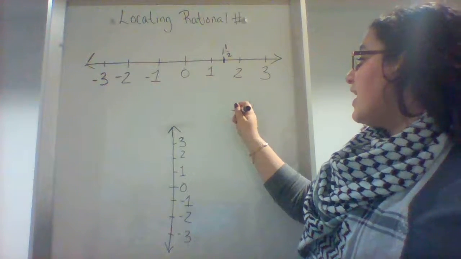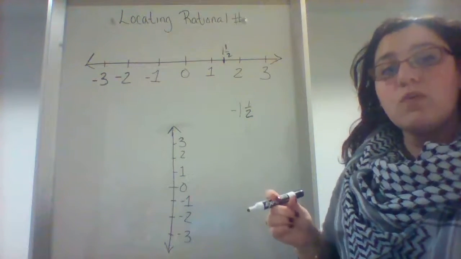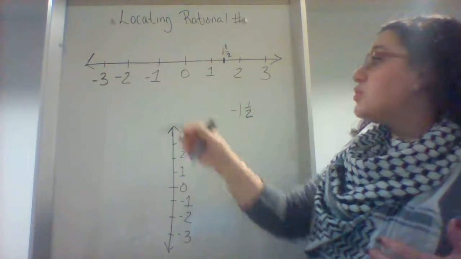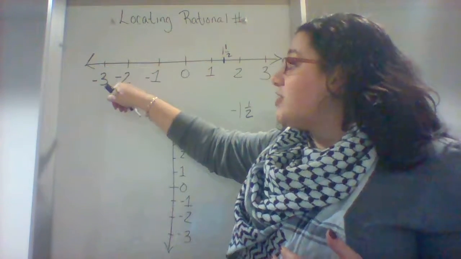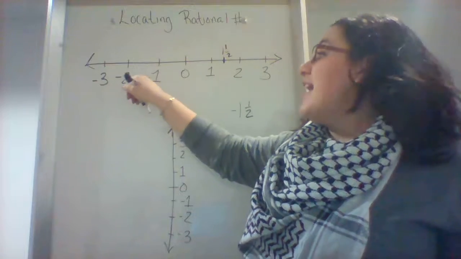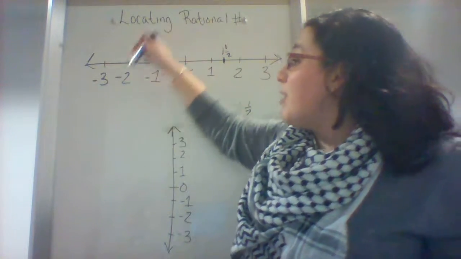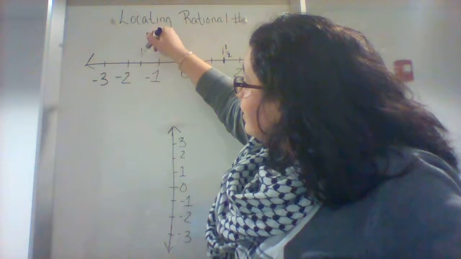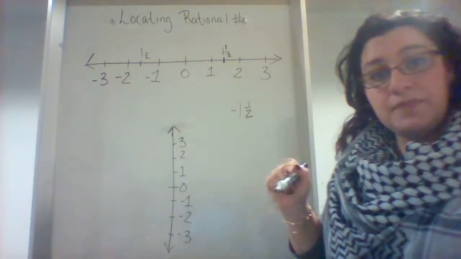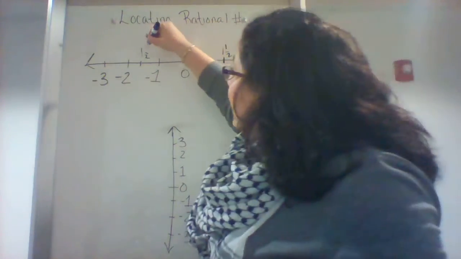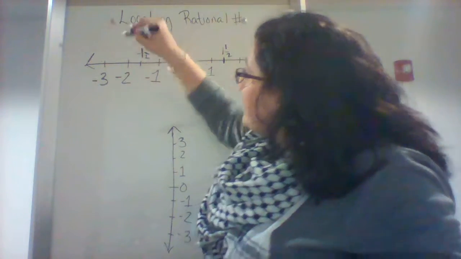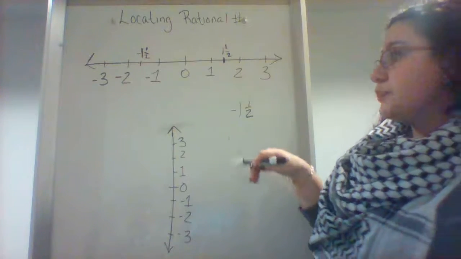Now the same concept goes to the opposite side of the number line. So if this was negative 1.5, again, 1.5 still lies between 1 and 2. So you find your negative 1, you find your negative 2 on the number line. And in between these two numbers is going to be negative 1.5. So the counting and where you place the numbers is exactly the same, but a mirror image.